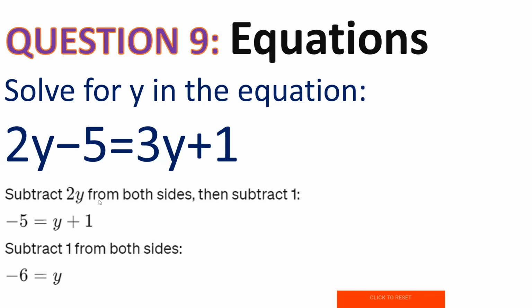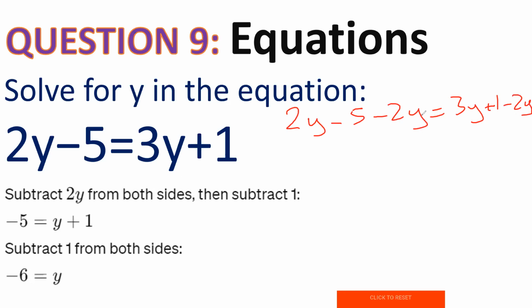Subtract 2y from both sides and subtract 1 from both sides. That's our question, and then you can get y. Okay, let's do that. Let's just show on our equation. First of all, subtract 2y from each side. Let's see what's going to happen. 2y minus 5 minus 2y, and 3y plus 1 minus 2y.